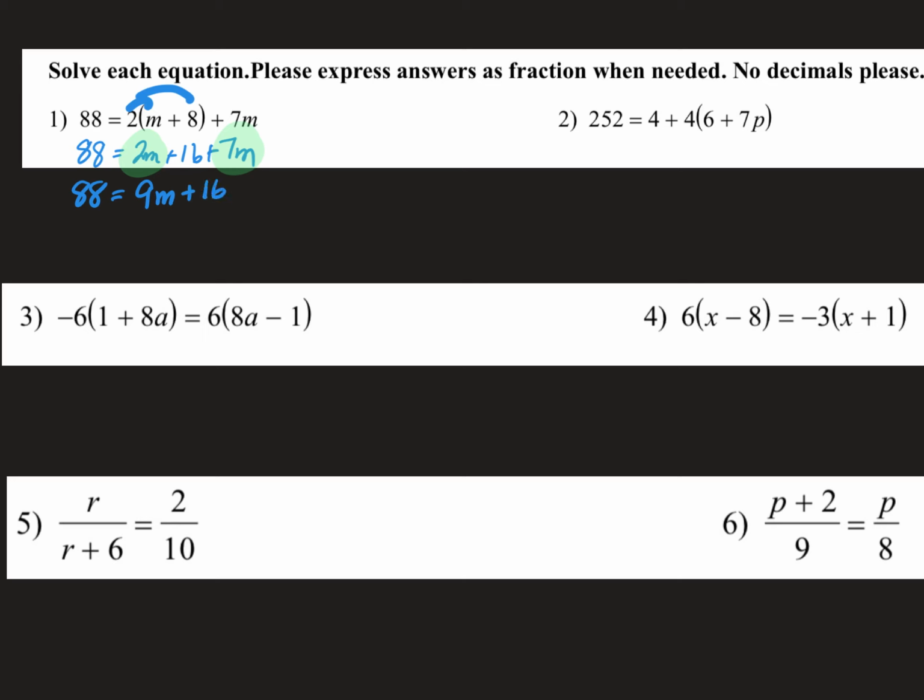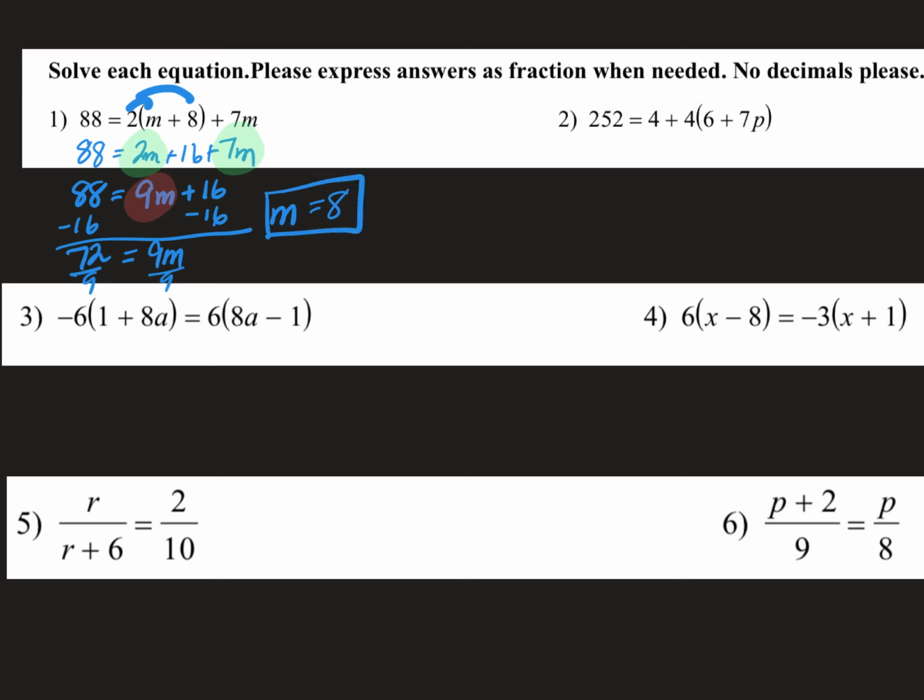Then I want to get this alone. I'll highlight it. I want to get 9m alone. So what's keeping it from being alone is the plus 16. So I will subtract 16. So I will have 8 minus 6 is 2, 8 minus 1 is 7, 72 equals 9m. I'll divide by 9 to get m alone, so m equals 8.